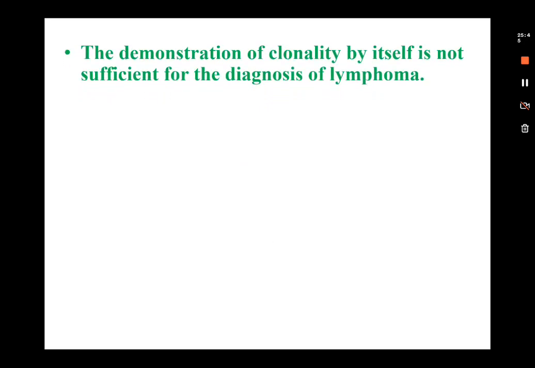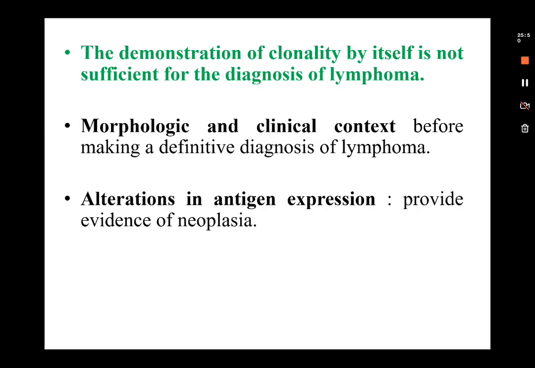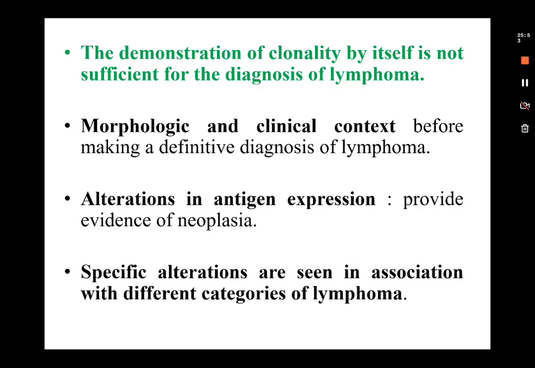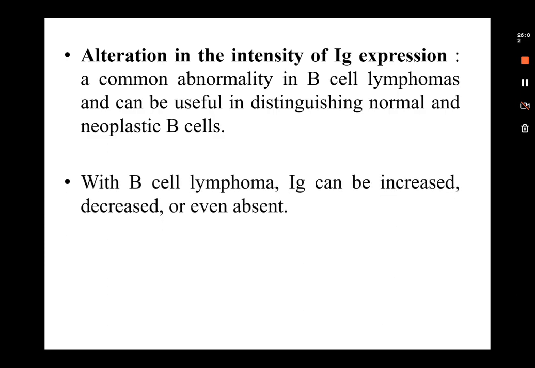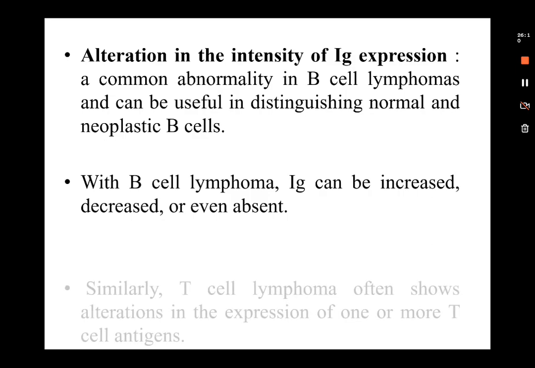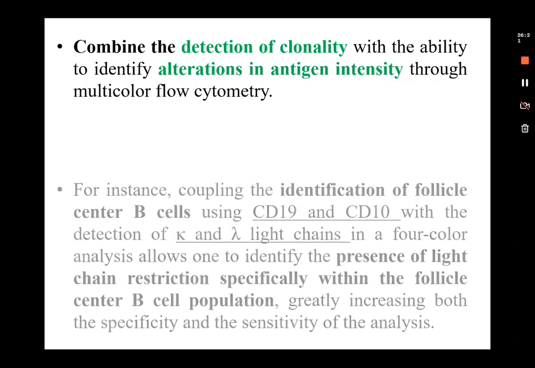But again, clonality itself is not sufficient to say that it is a lymphoma. We need morphological and clinical context, of course, and we need alterations in antigen expression to provide the evidence of neoplasia. And specific alterations are seen in association with different categories of lymphomas. Alteration in the intensity of antigen expression is a very common abnormality in B cell neoplasms. In B cell lymphomas, immunoglobulins can be increased, decreased, or even absent. Similarly, T cell lymphomas also show alteration in the expression of their antigens. So we combine the detection of clonality with the ability to identify alteration in the antigen intensity through flow cytometry.